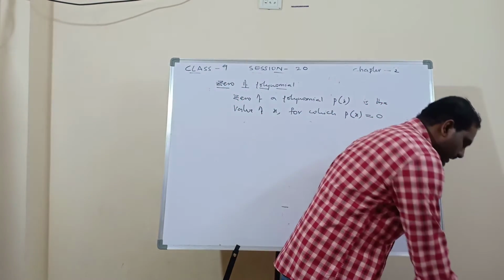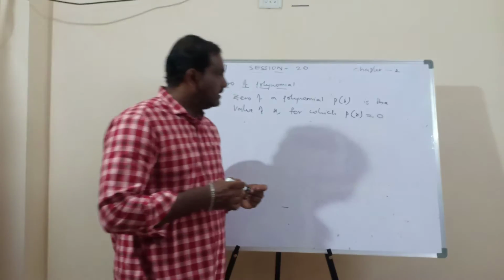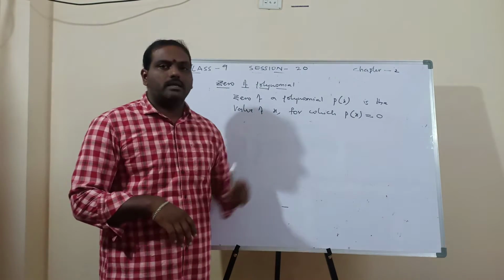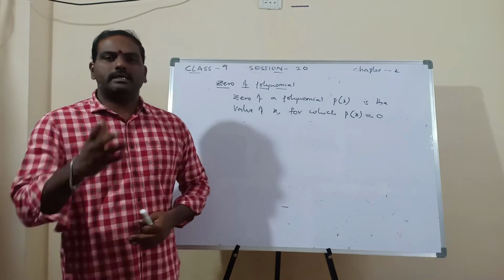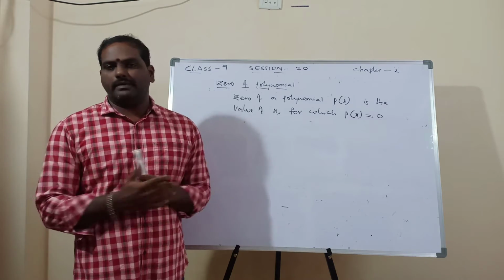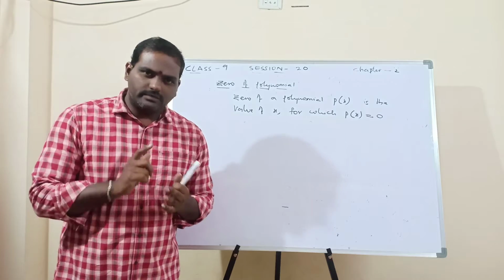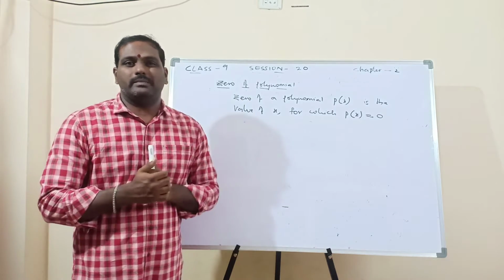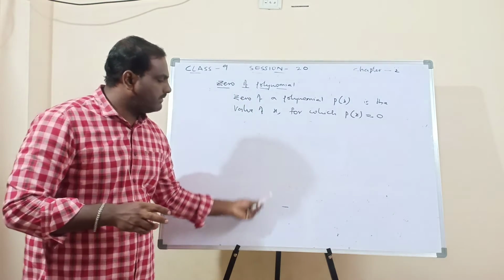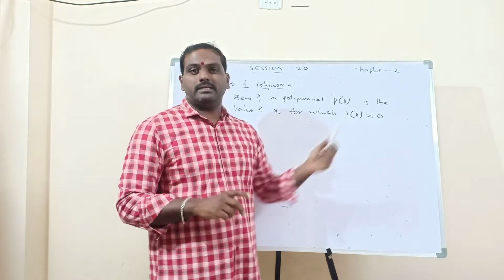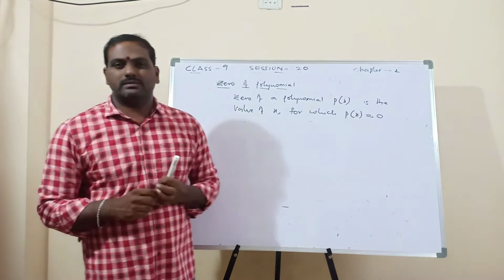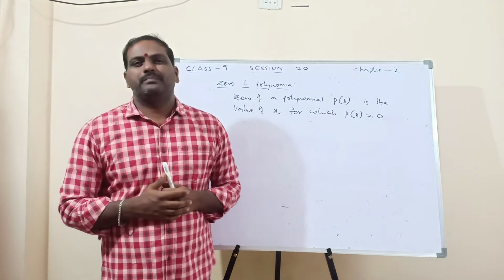Means what we have to understand is that they will give one polynomial in the variable of x or y etc. We have to substitute some values 1, 2, 3, 4, minus 1, minus 2, minus 3, whatever it may be. If the final value is 0, that means in the previous sum we got some values 10, minus 10, 14, like that.